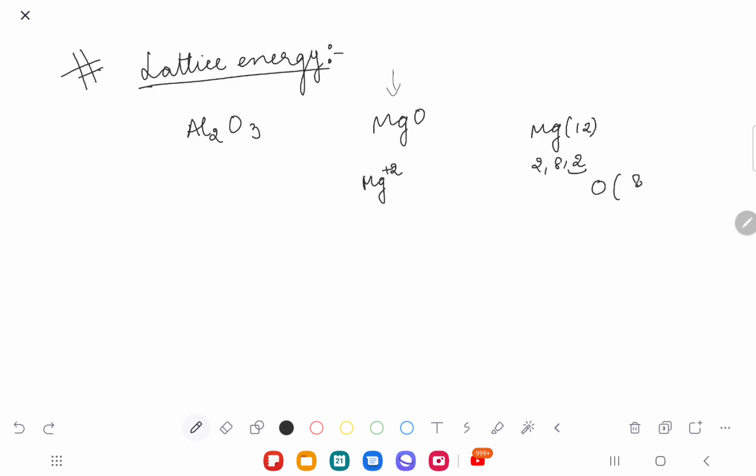And oxygen is atomic number 8, so configuration is 2 6. So the charge would be, Mark, minus 2. So what is the product here? If you neglect the charges, don't consider the signs for some time. Just tell me what is 2 times 2.